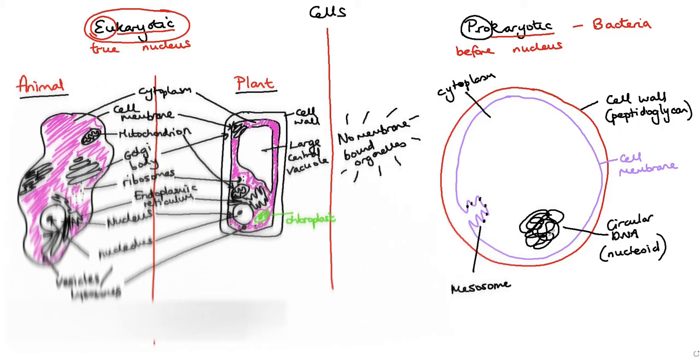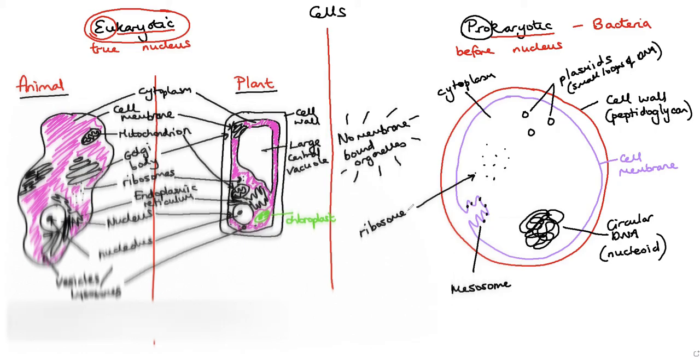As well as that main loop of DNA there, the bacterial cell will probably have smaller loops of DNA called plasmids. So these are small loops of DNA scattered in the cytoplasm there as well. And because the cell still needs to make its own proteins, still needs to make its own enzymes, etc., it does have ribosomes in order to assemble those proteins.